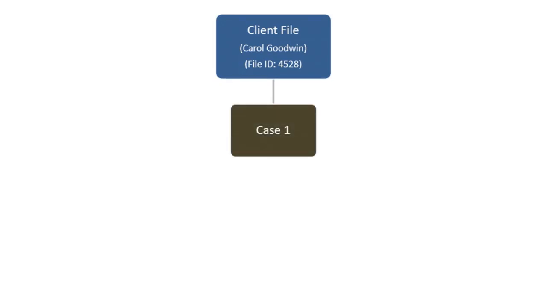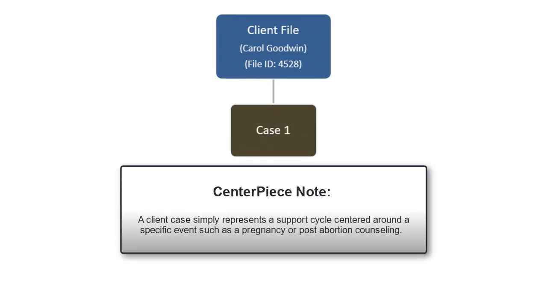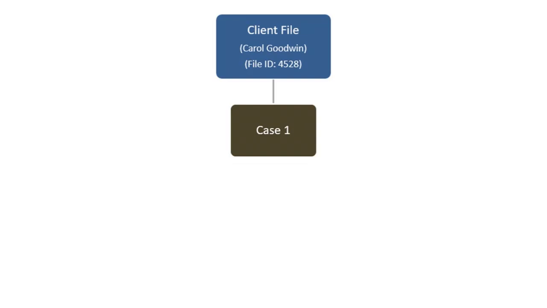Each client file is assigned a unique identification number called a file ID. Once the client file is created, you can begin adding information about the client's involvement at your center and begin to build out your client's electronic chart. The first thing you will want to create is a case for the client. A client case simply represents a support cycle centered around a specific event, such as a pregnancy or post-abortion counseling. A client file can have one or many cases attached to it.